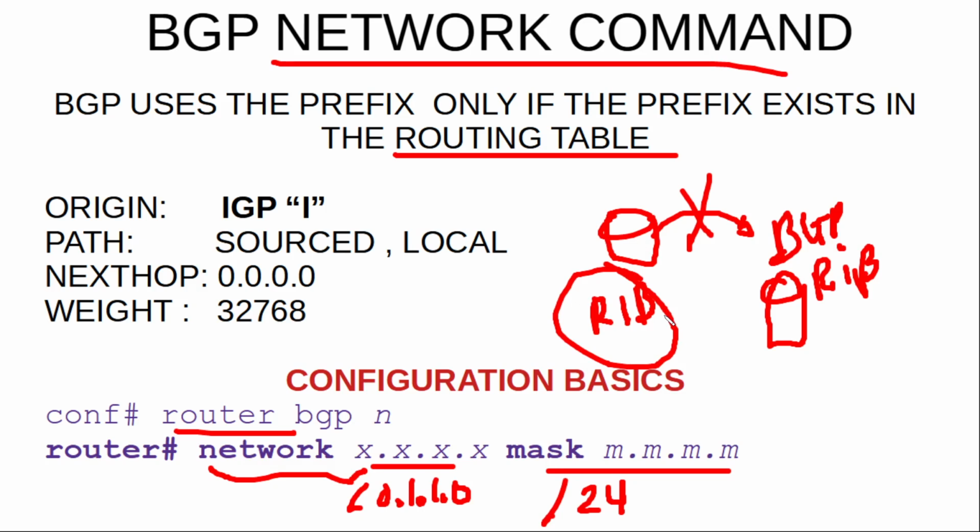You cannot inject fictitious, non-existent prefixes into BGP. These prefixes must be learned. They must exist previously in order to exist within the BGP realm. So if this happens, the origin will be set as IGP, or I. The path will be sourced and local. The next hop will be 0.0.0.0, and the weight will be this number, which is a high number for a weight.